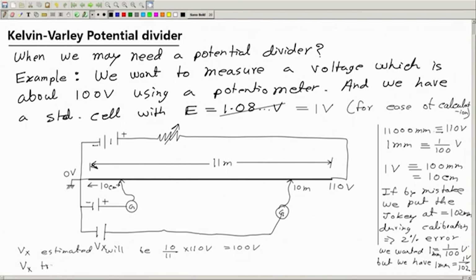Vx true, how much will this be? We have the null at 10 meter, 10 meter means 10,000 millimeter, and 1 millimeter is equivalent to 1 over 102 volt. So, this much volt, which will be less than 100 volt, okay, and the error will be approximately 2% or minus 2%.